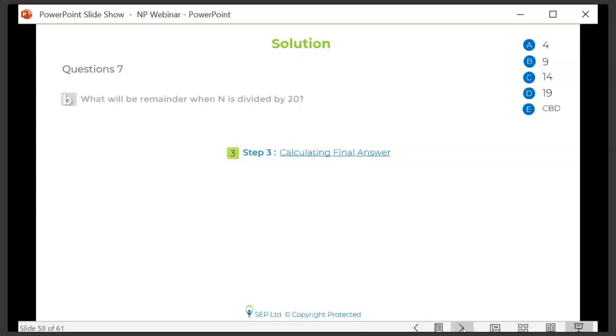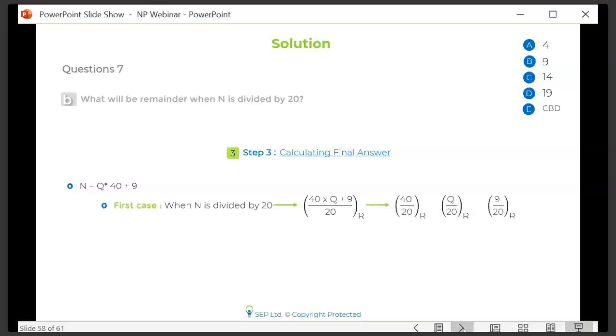So in this question, the second question, I'll proceed in the same way. If I'm doing it methodically, I'll write n is equal to 40q plus 9 and I'll divide it by 40. I'll again split it up because I'm doing it methodically. I know my remainder of 40 by 20 is 0. I don't know q by 20, so I'll write it as r again. I know my remainder 9 by 20 would be 9. Now in this case, I can very clearly see my final remainder as 0 times r, which will be 0, plus 9 will give me 9. So I know in this case, my answer, even if you don't know the value of r, will always be 9.